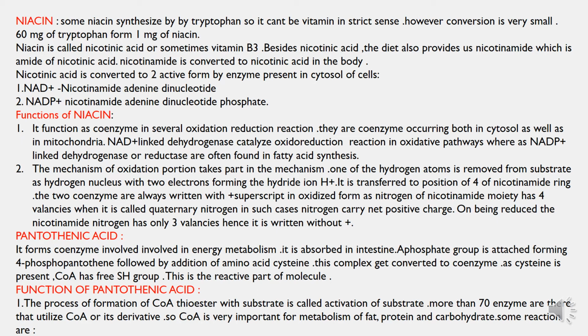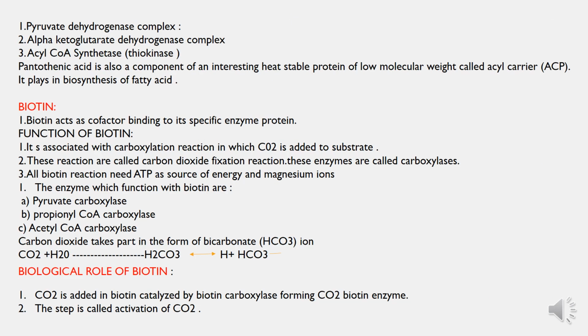Functions of pantothenic acid. The process of formation of a coenzyme A thioester with the substrate is called activation of the substrate. More than 70 enzymes utilize coenzyme A or its derivatives. So coenzyme A is very important for the metabolism of fat, protein, carbohydrate and some other reactions. Examples are pyruvate dehydrogenase complex, alpha ketoglutarate dehydrogenase complex, acyl coenzyme A synthetase. Pantothenic acid is also a very important component of an interesting heat stable protein of low molecular weight called acyl carrier protein, also called ACP.